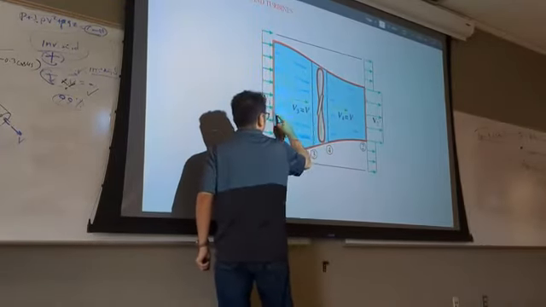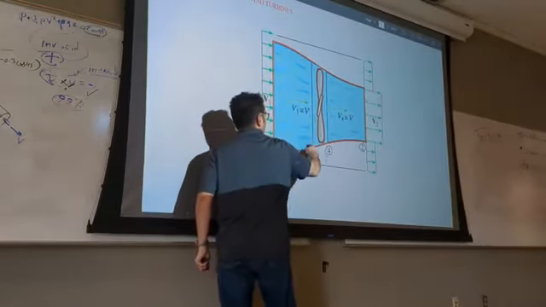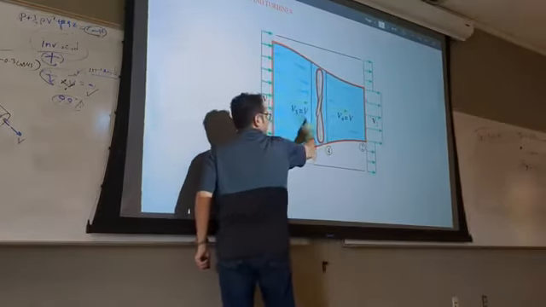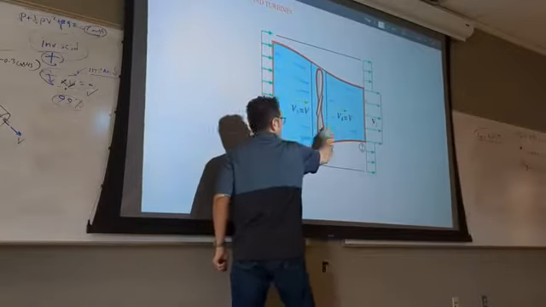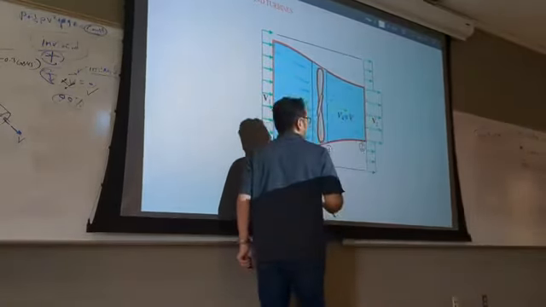But look, what about the control volume here? Can I write Bernoulli between these 2 points in this control volume? Yes. Because I'm not touching anything in this. What about these 2 points in this control volume? Yes. Right?